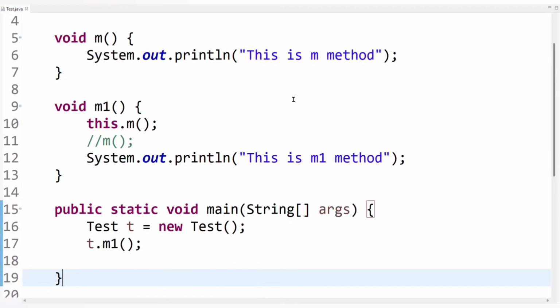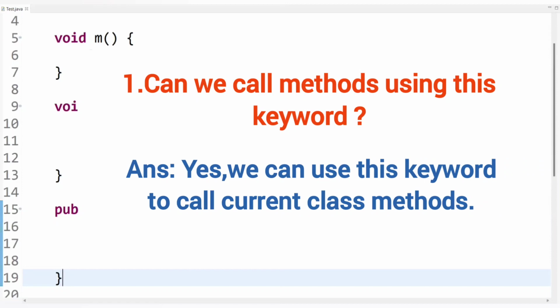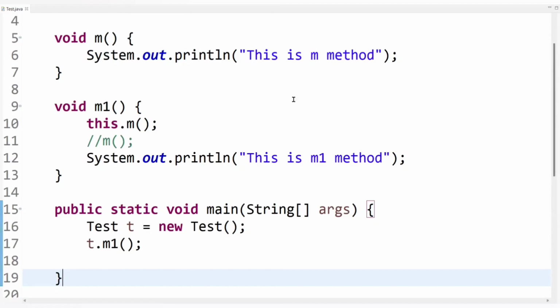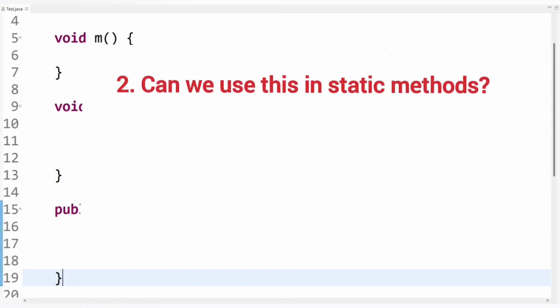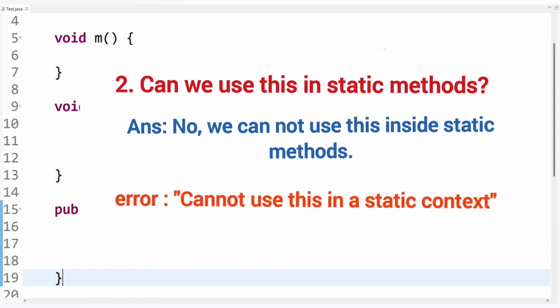Now let's focus on some interview questions. The first question is, can we call methods using the this keyword? The answer is yes, we can use the this keyword to call current class methods. But methods should be non-static. That we have already discussed. So basically we can use the this keyword to call current class non-static methods. And the second question is, can we use the this keyword in static methods? You can say no, we cannot use this in static methods. If we try to use it, then the compiler will raise an error: cannot use this in a static context.